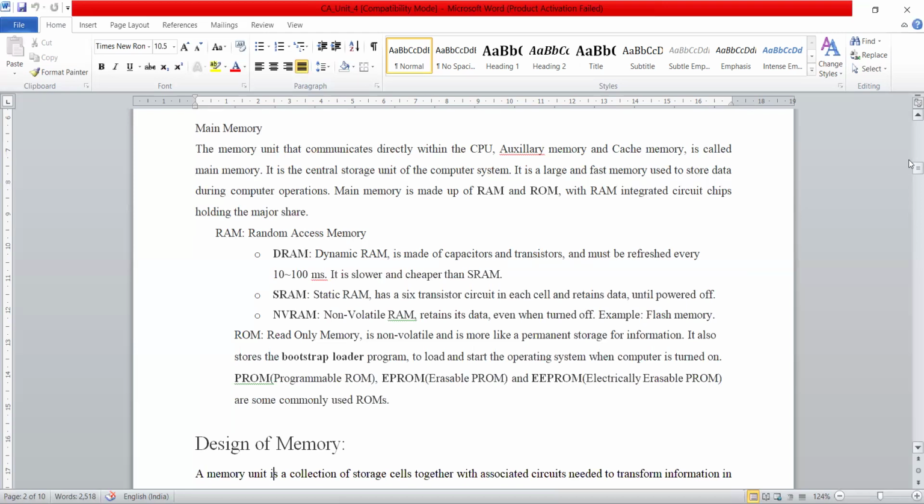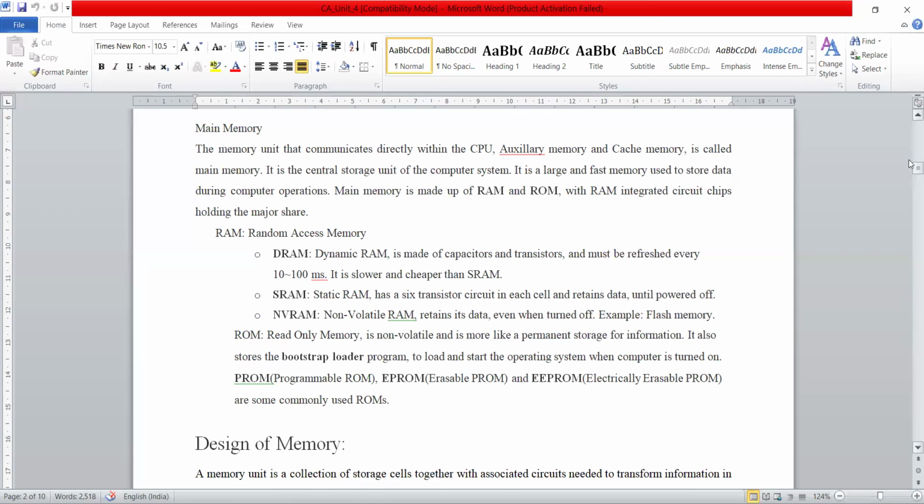Random access memory, RAM. What is RAM? RAM is of many kinds: dynamic RAM, static RAM, and non-volatile RAM. So, what is dynamic RAM? Dynamic RAM consists of a capacitor and a transistor. It must be refreshed every 10 to 100 milliseconds, and it is slower and cheaper than SRAM. And SRAM stands for static RAM. Static RAM has six transistor circuits in each cell, and it retains data until power off. NVRAM, non-volatile RAM, retains its data even when power is turned off. Its example is flash memory.